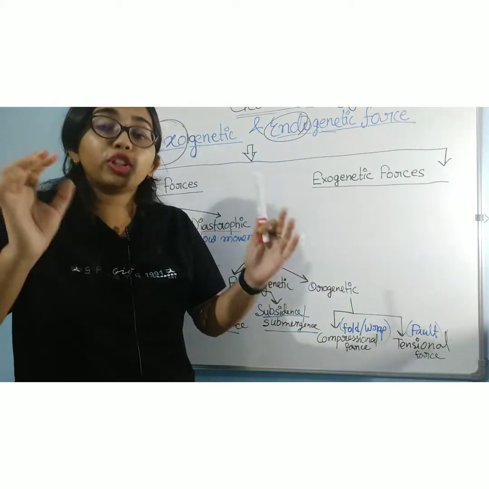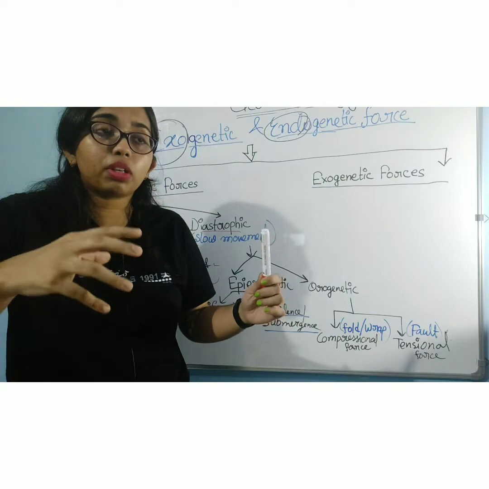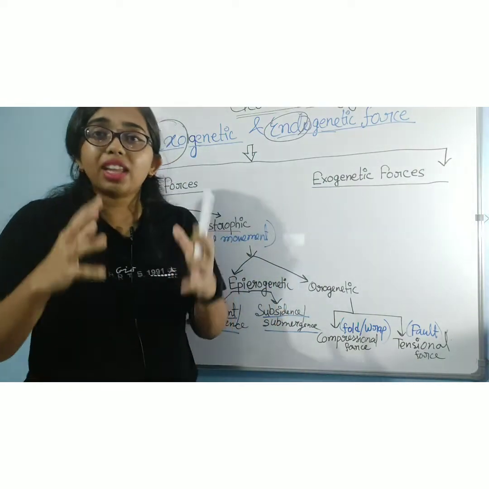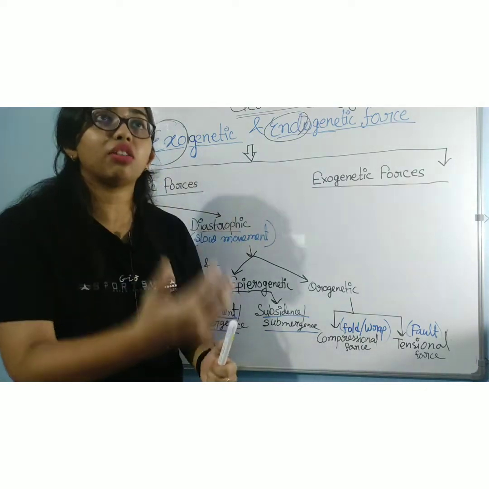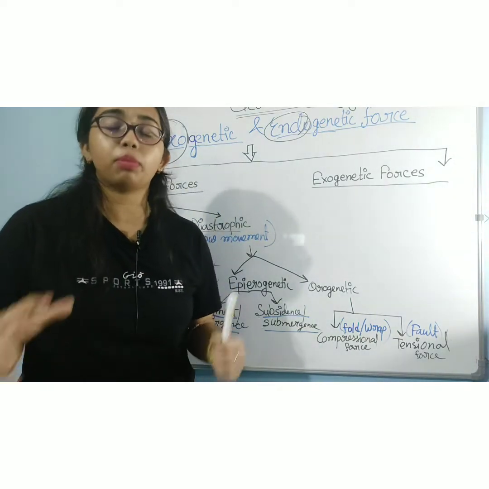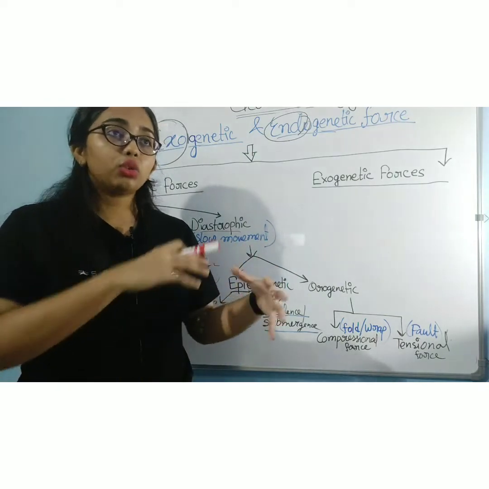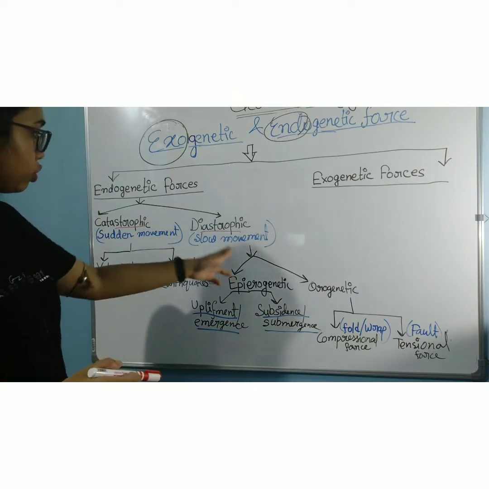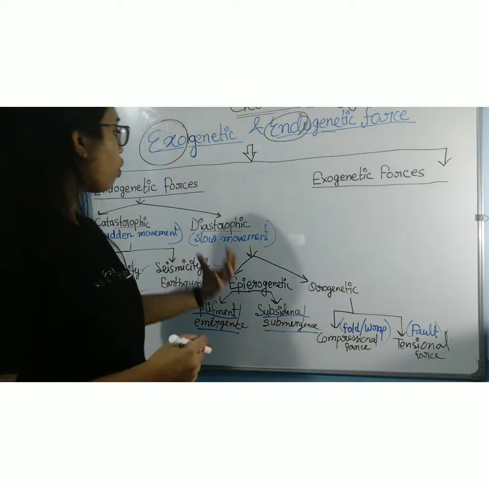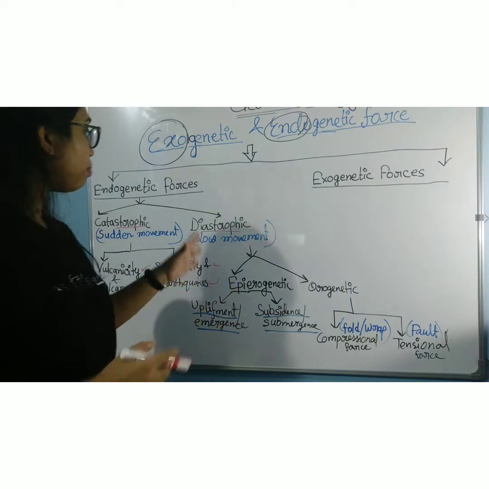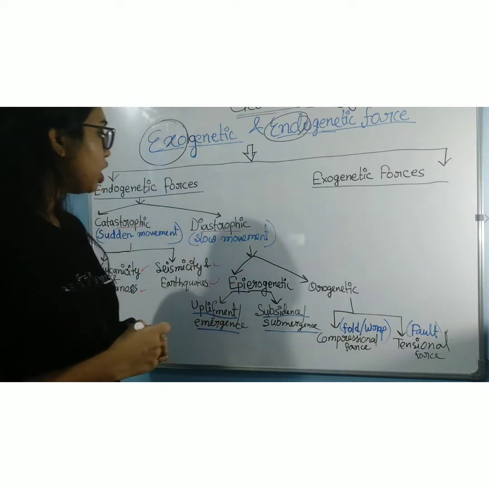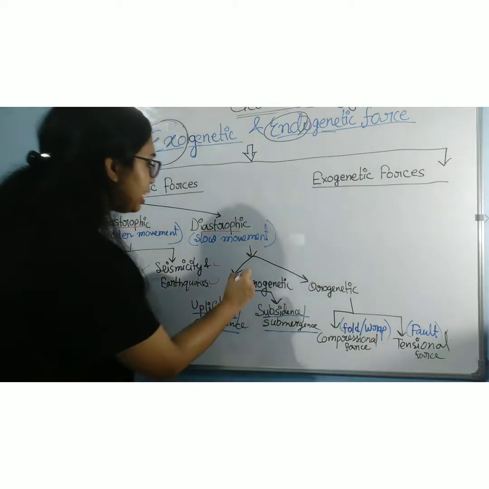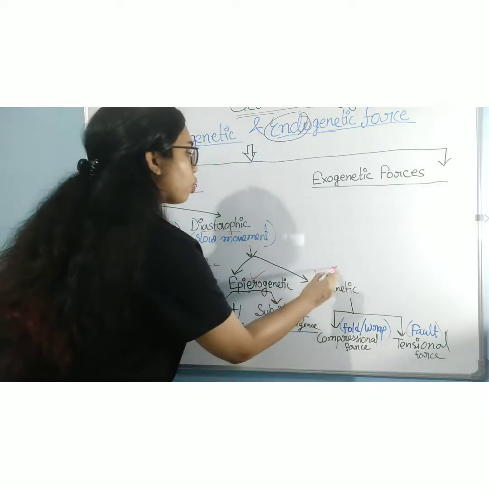The forces responsible for the upliftment of a mountain are called diastrophic forces, the very slow-going forces. These are not sudden forces. Many years are needed for that movement. So there are two types of diastrophic: one is epiorogenic, another is orogenic.